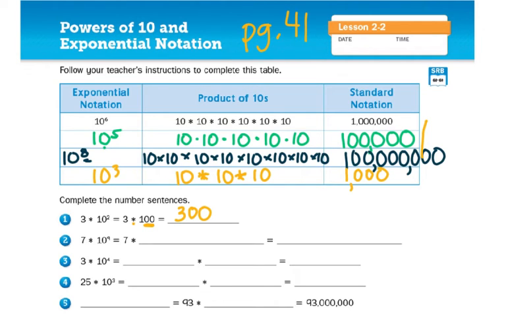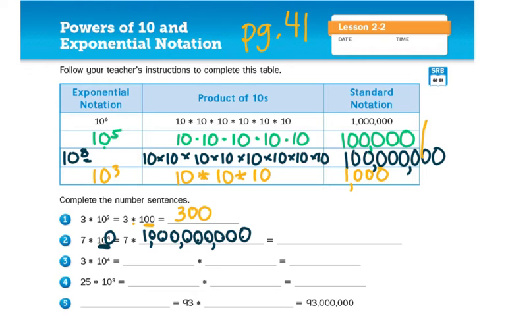Number 2, 7 times 10 to the 9th power is the same thing as 7 times, and then let's look at this. How many zeros are going to be after the 1? 9 of them. 1, 2, 3, 4, 5, 6, 7, 8, 9. And then put in your commas. 1, 2, 3, comma, 1, 2, 3, comma, 1, 2, 3, comma. That number is 1 billion. That's a pretty big number.